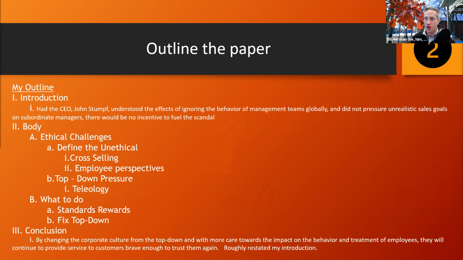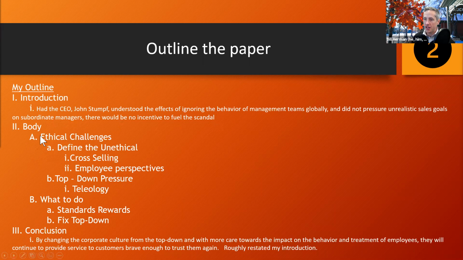So here's what Charles's outline started to look like. His thesis said: the CEO, John Stumpf, understood the effects of ignoring the behavior of management teams globally and pressured unrealistic sales goals on subordinate managers; there would be no incentive to fuel the scandal. Right?